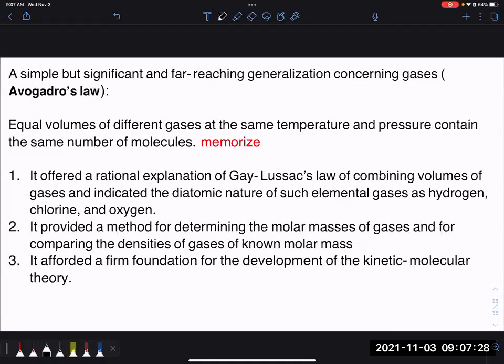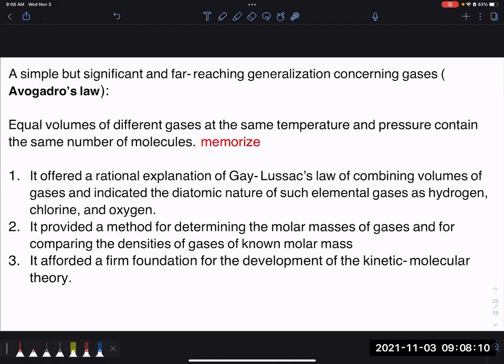So if you took those and put them into a gas, they'd be heavier than you expected, or would be not as voluminous as expected. It provided a method for determining the molar masses of gases. That's fun to say. And for comparing the densities of gases of known molar mass. It also afforded a firm foundation for the development of the kinetic molecular theory, right? Where everything is dependent on the number of particles, the size of the box, how fast they're moving. All of these things come out of that kinetic molecular theory.